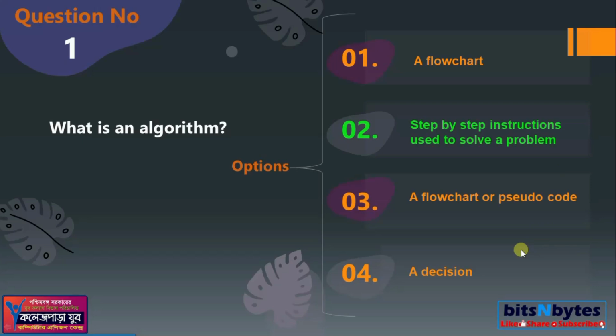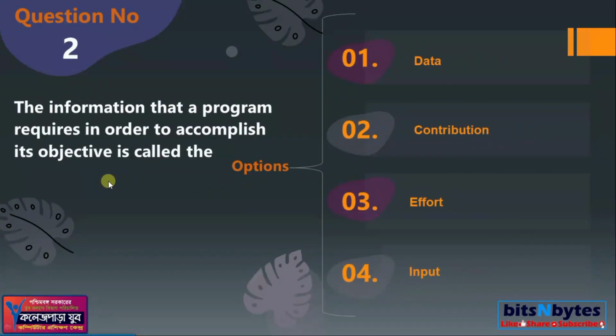Question 2. The information that a program requires in order to accomplish its objective is called the 1. Data. 2. Contribution. 3. Effort. 4. Input. Answer: effort.